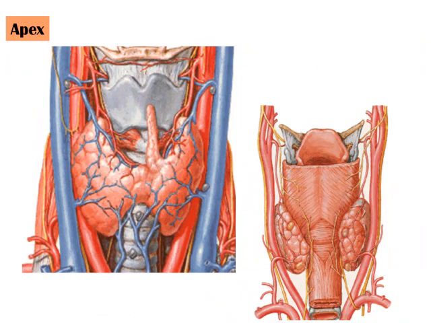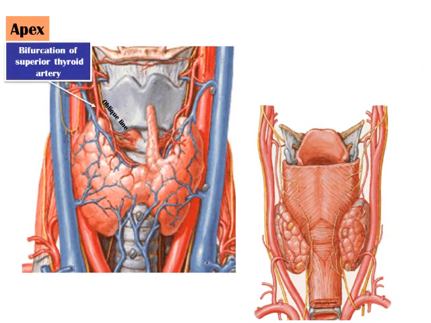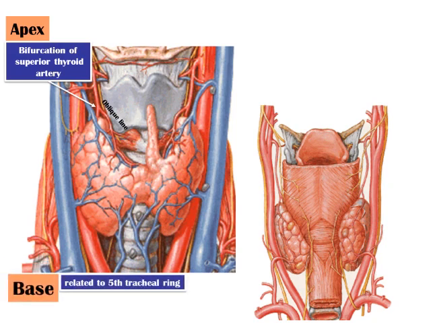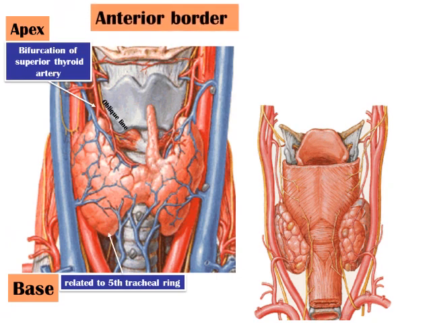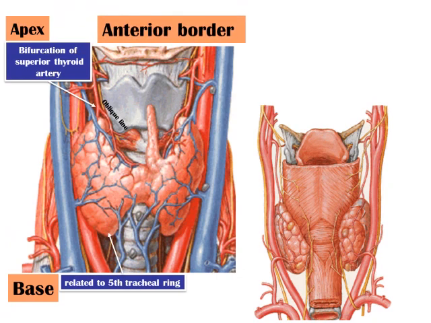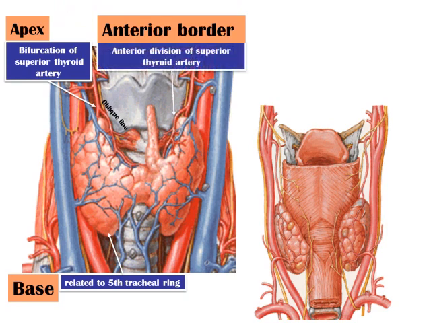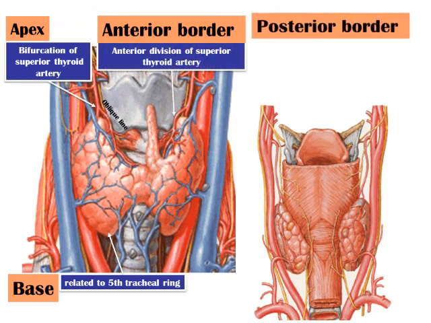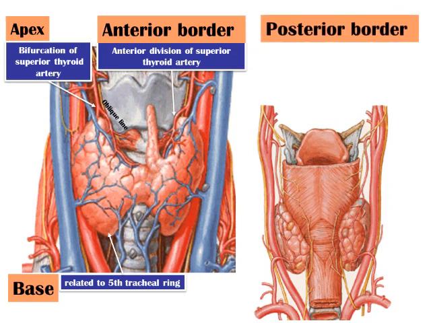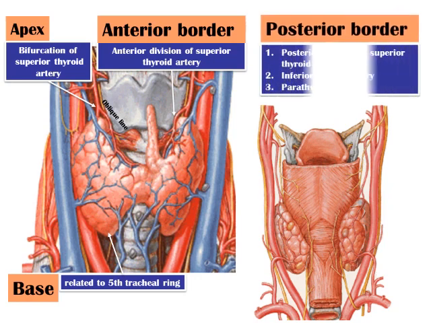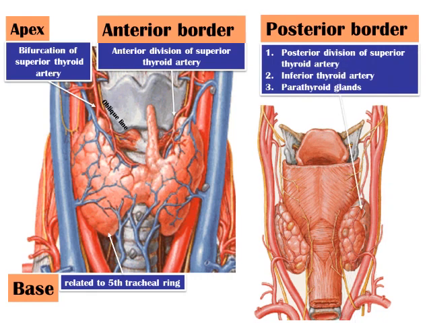The apex of the thyroid lobe is directed upward at the level of the oblique line of the thyroid cartilage, related to the bifurcation of the superior thyroid artery. The base is directed downward, related to the fifth tracheal ring. The anterior border of the lobe is thin and sharp, related to the anterior branch of the superior thyroid artery. The posterior border, which is rounded and separates the medial and posterior surfaces, is related to the posterior division of the superior thyroid artery, the inferior thyroid artery, and the parathyroid gland.